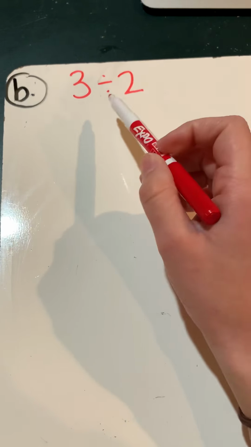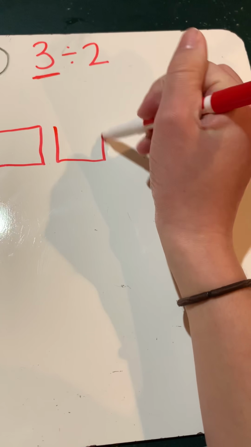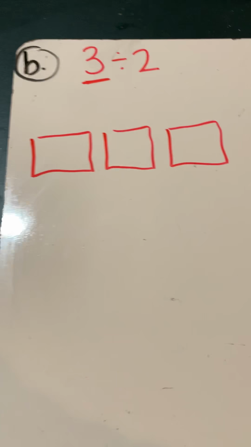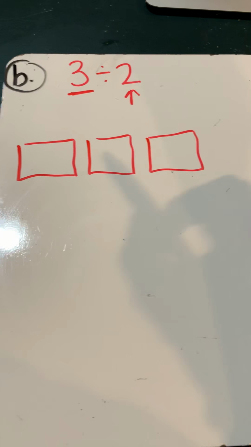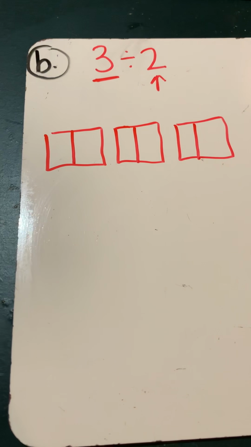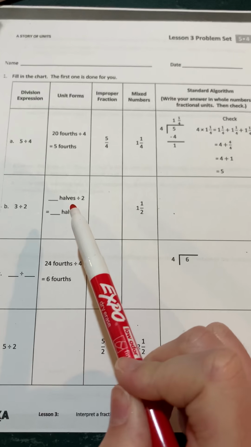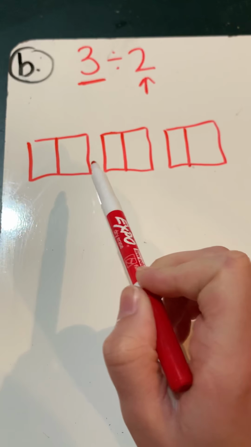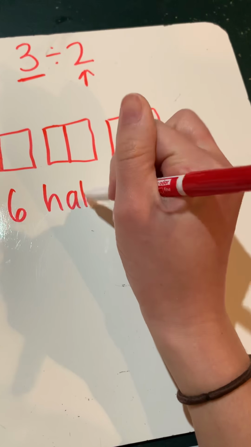Our whole is 3. So we're going to draw 3 boxes. Then we're going to split each one of those into 2 equal parts, splitting them right in half. Now, if we look over at our unit form, it's saying how many halves are there? Well, let's count. 1, 2, 3, 4, 5, 6. There are 6 halves. We can either count them or see that there's 2 in each of them. 2 times 3 equals 6.